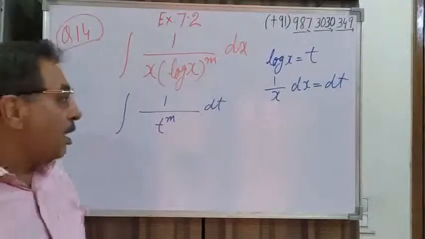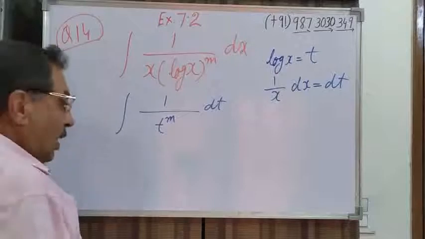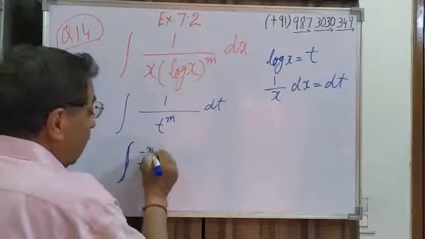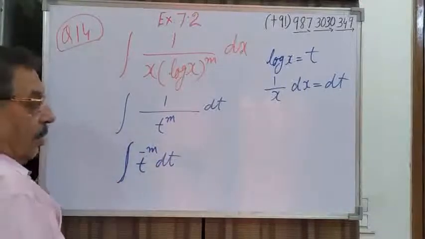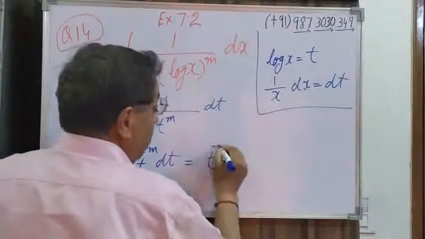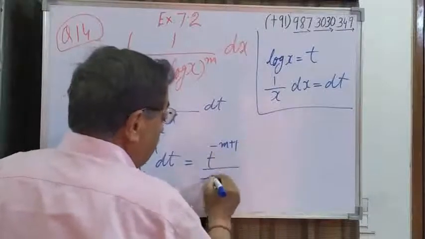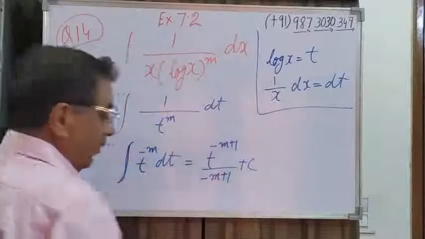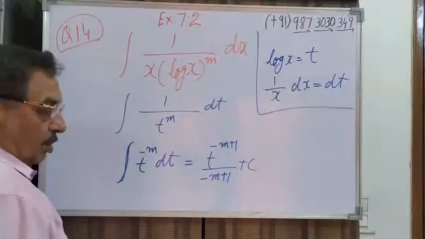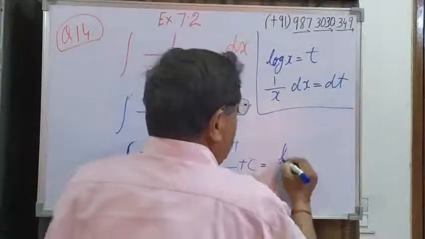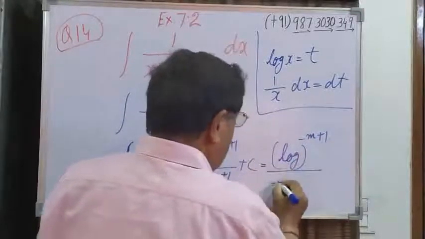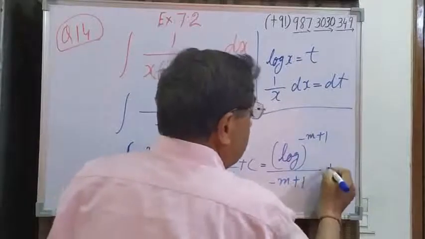During the integration, we are integrating with respect to dt, so we have taken t as the variable. Now what is the integration of 1 upon t to the power m? It can be written as the integral of t to the power minus m dt. Now it becomes very simple. Further integration would be t to the power (minus m plus 1) upon (minus m plus 1) plus c. For t we have taken log x, so substituting back, we get (log x) raised to power (minus m plus 1) upon (minus m plus 1) plus c.